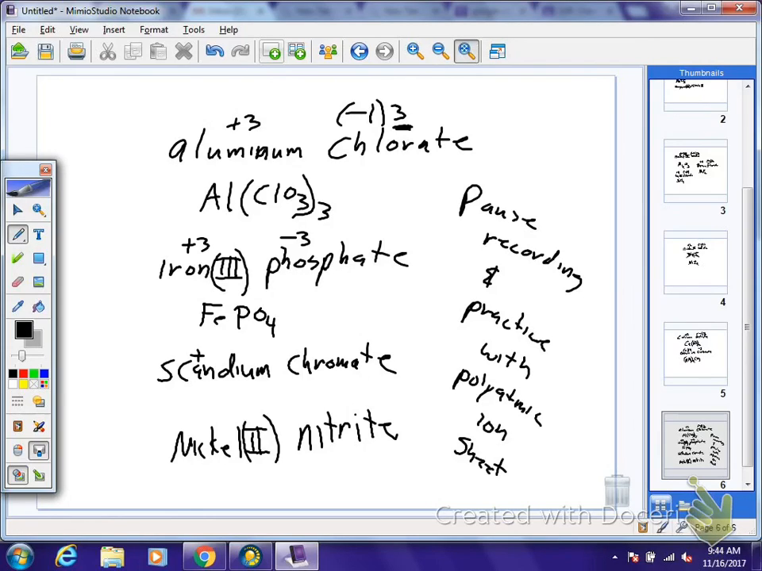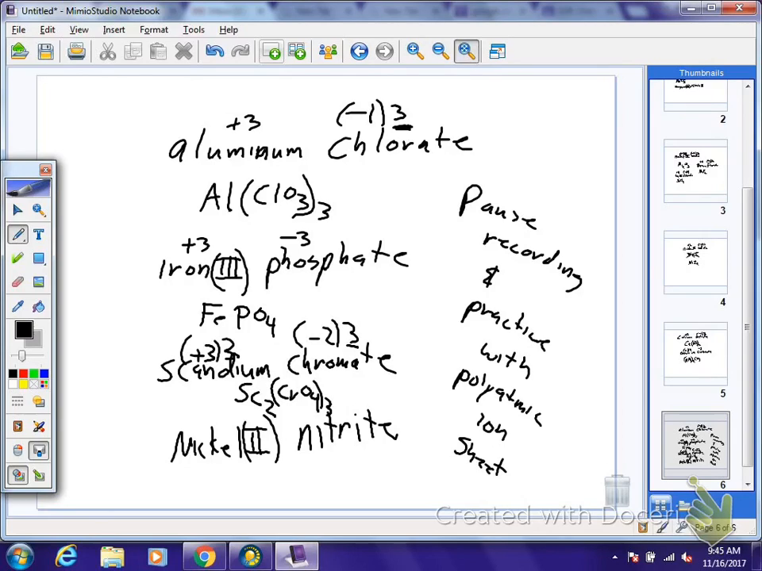Scandium is a +3. Chromate is a -2. So I'm going to multiply this by 3, or 2, and multiply this by 3 to get my 6 charge. And this becomes my subscript. So that should be really easy to transition. Sc2, CrO4. I've got to show 3 of those things. So that would be on that one.